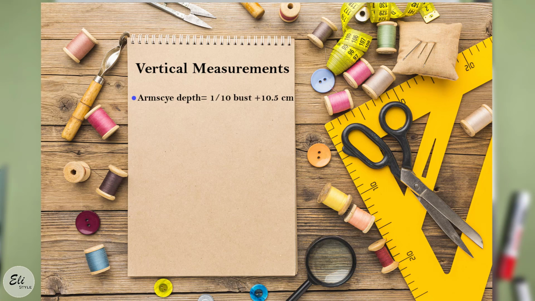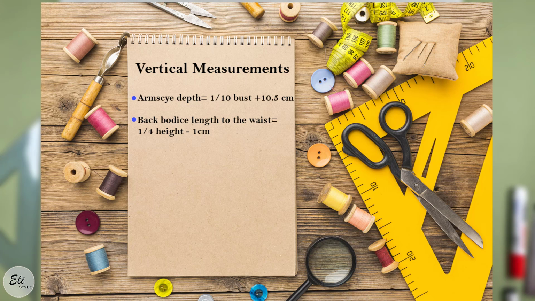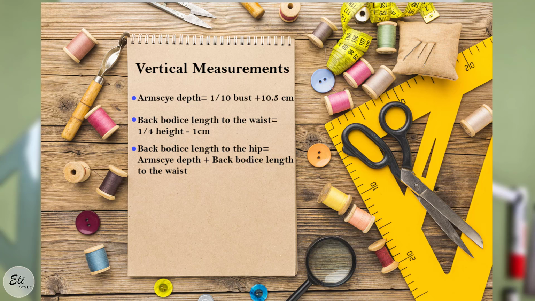Calculated as 1/10 of bust circumference plus 10.5 cm. Back bodice length to the waist equals 1/4 of the total height minus 1 cm. Back bodice length to the hip equals the sum of the arm side depths and the back bodice length to the waist. Garment length depends on the model.